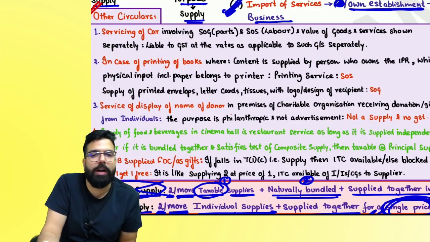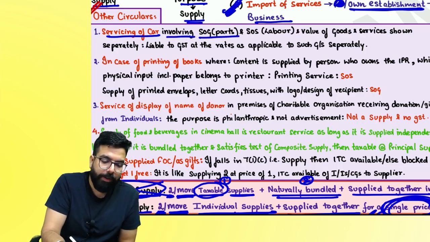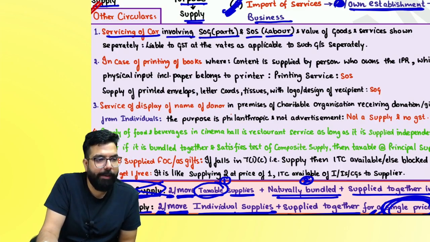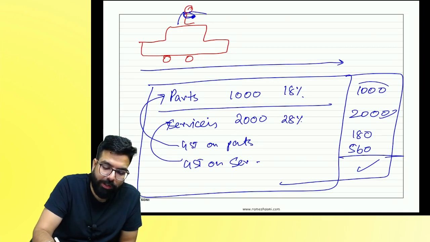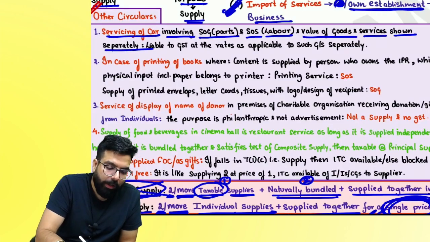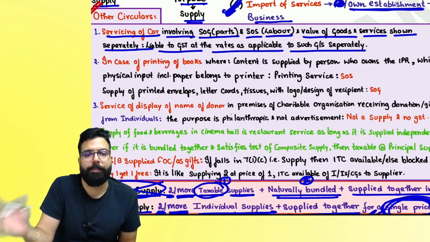That, sir, if you get your car service done involving supply of goods, that is parts, and supply of service, that is labor, and the value of goods and service are shown separately. Have they shown separately? Then it is liable to GST at the rate as applicable to such goods and service separately.